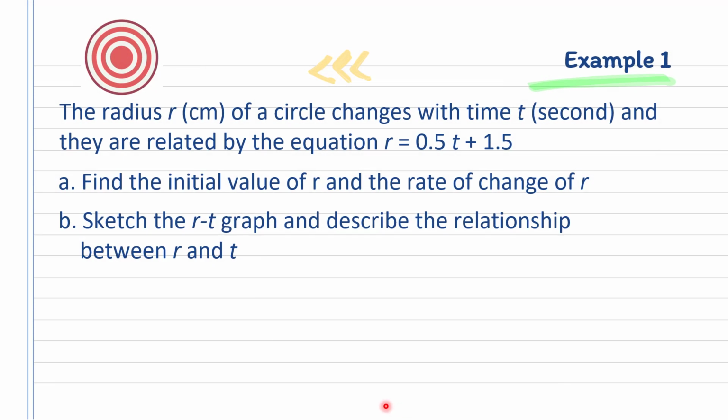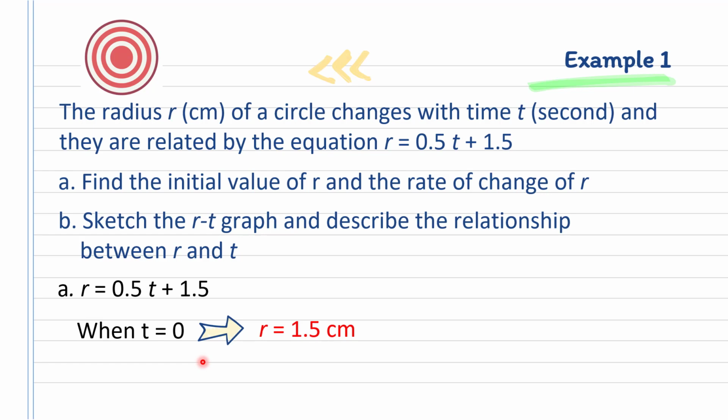Let's begin with example 1. The radius r centimeter of a circle changes with time t second, and they are related by the equation r equals 0.5t plus 1.5. Find the initial value of r and the rate of change of r. And then later we'll also sketch the r-t graph and describe the relationship between r and t. Okay, for the initial value of r, we'll substitute t equals what? Yes, we'll substitute t equals 0, and here we have the radius is 1.5 centimeter.